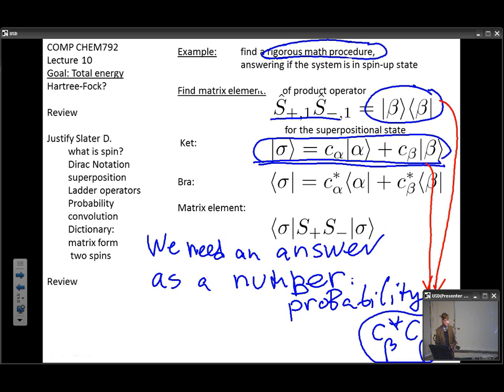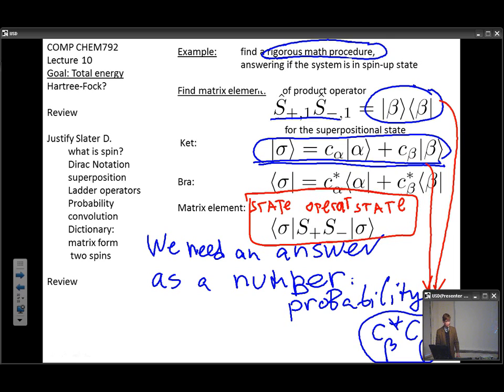So the simplest possible operation used in quantum theory is taking a matrix element. Right? And for taking a matrix element, you need to have your quantum state, another quantum state, and put an operator between them. So we are going to treat this construction. So we already have this cat of our superpositional state, and here we need a bra.